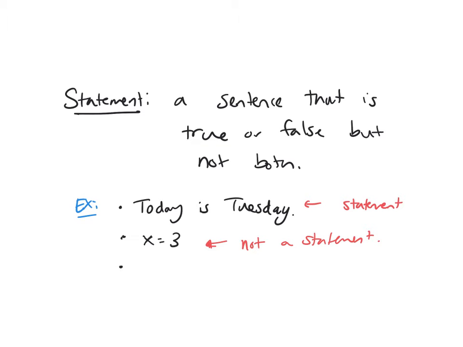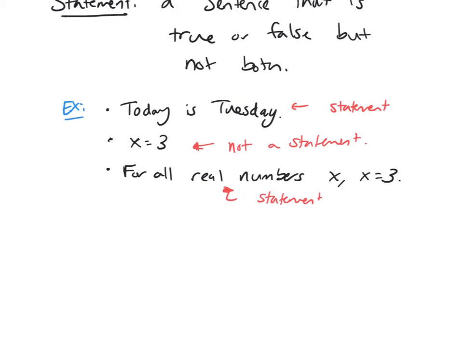Now if we put a quantifier in it, for all real numbers x, x equals 3, this becomes a false sentence, and so this is a statement as well. Okay. So after we learned statements, we discussed truth tables. So let's jump to truth tables.